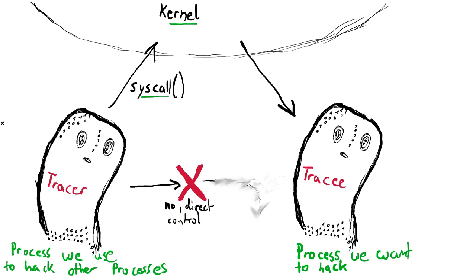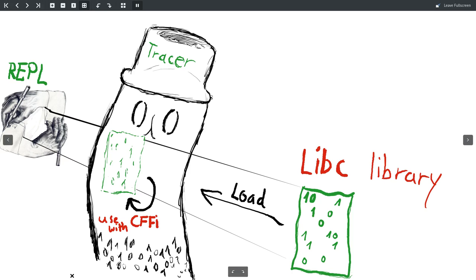So this will look something like this. Here we have our Lisp process, right? And through our REPL, we will dynamically at runtime load the libc library, this binary blob, into the process memory of our tracer, of our Lisp process. And once it is inside the process memory, we will use CFFI to access the function defined therein, for example, ptrace.